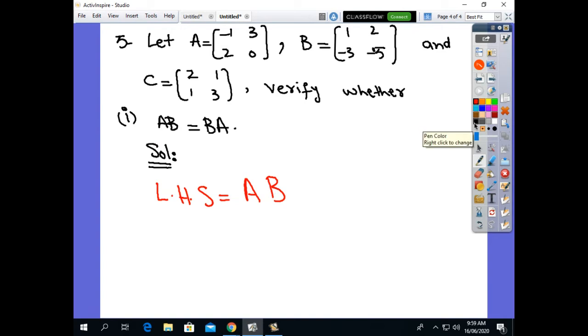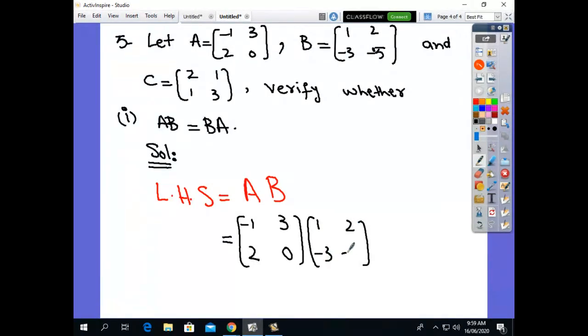Instead of A, we write the matrix A, which is negative 1, 3, 2, 0. Instead of B, we write matrix B, which is 1, 2, negative 3, negative 5. Now multiply these two matrices. We have negative 1 is multiplied with 1, that is the first row with the first column, plus 3 is multiplied with negative 3.